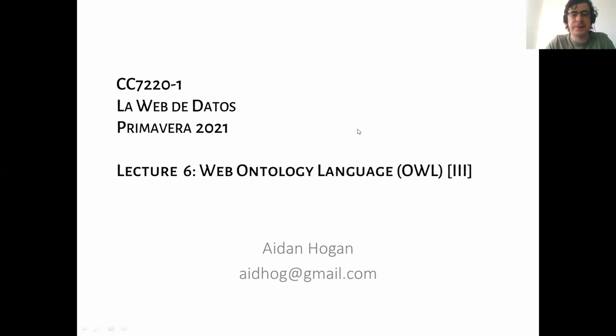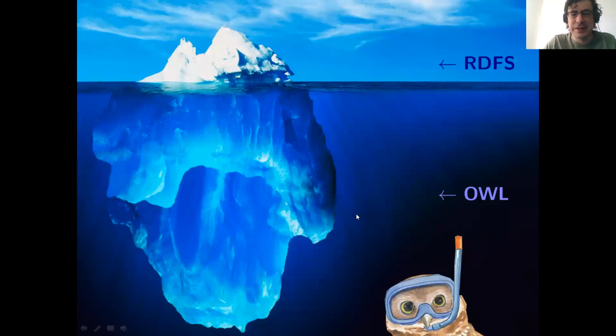Okay, so today we're going to conclude the part on the web ontology language, on OWL. And we're going to talk about decidability and ways to implement entailment for OWL. So the last time we spoke, in the last two classes, about OWL, and the class before that about RDFS.